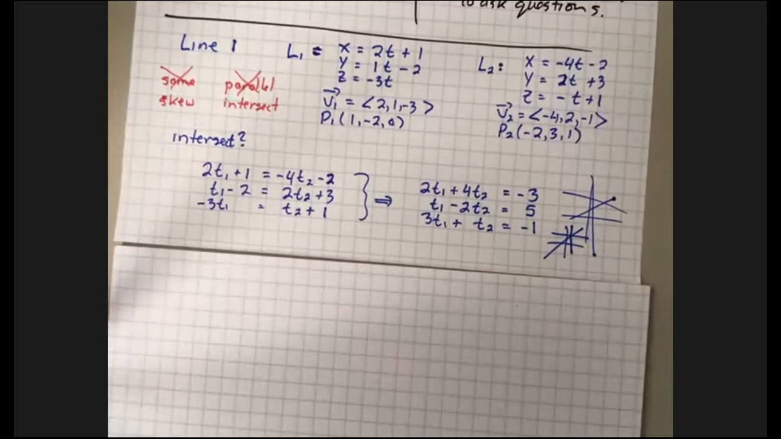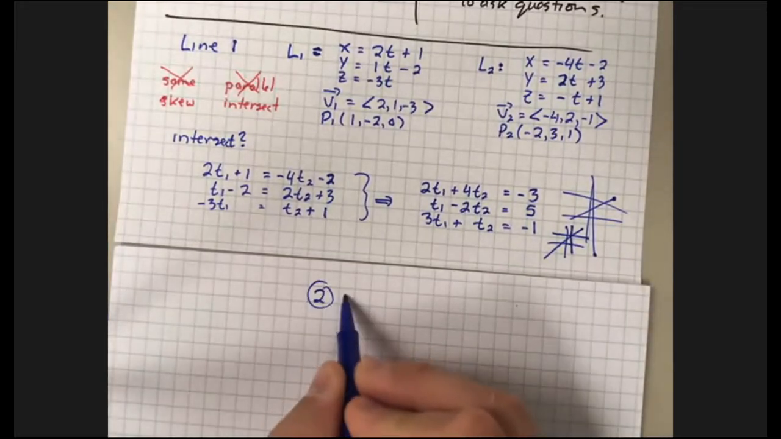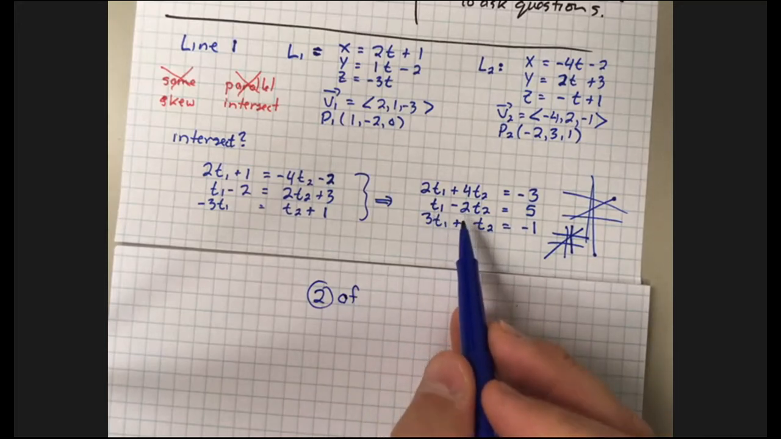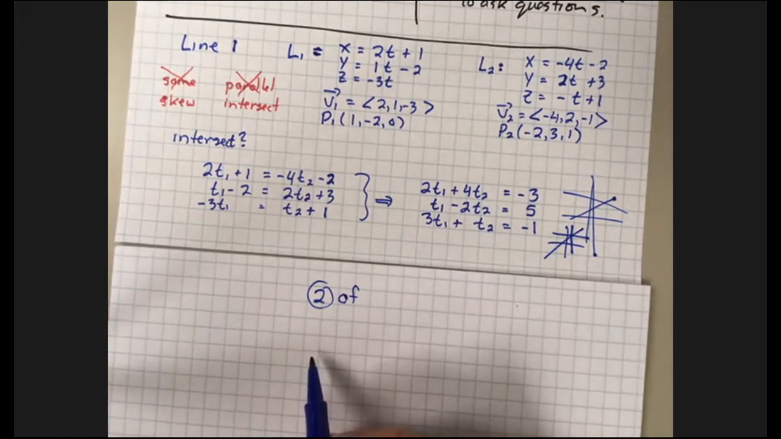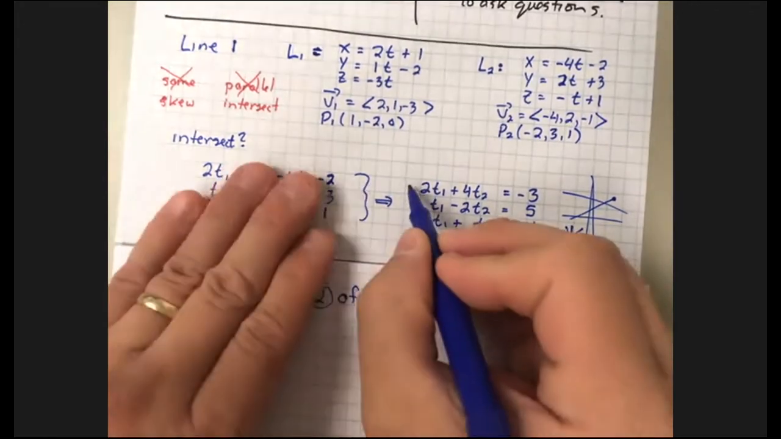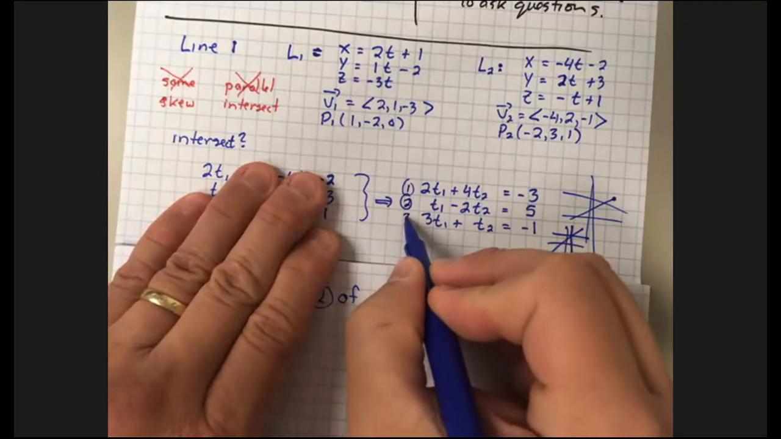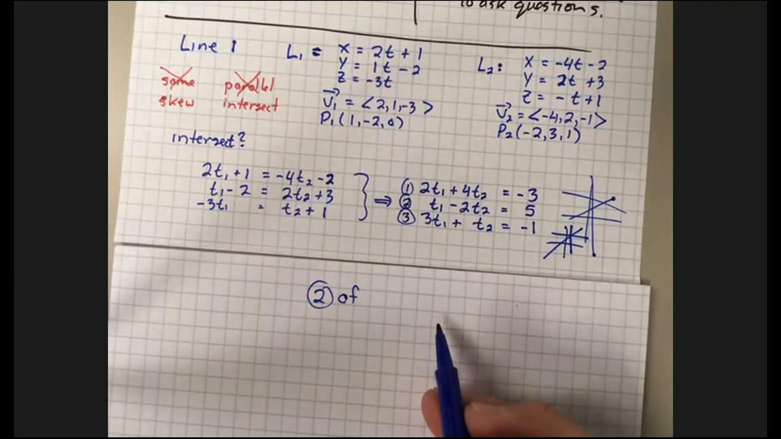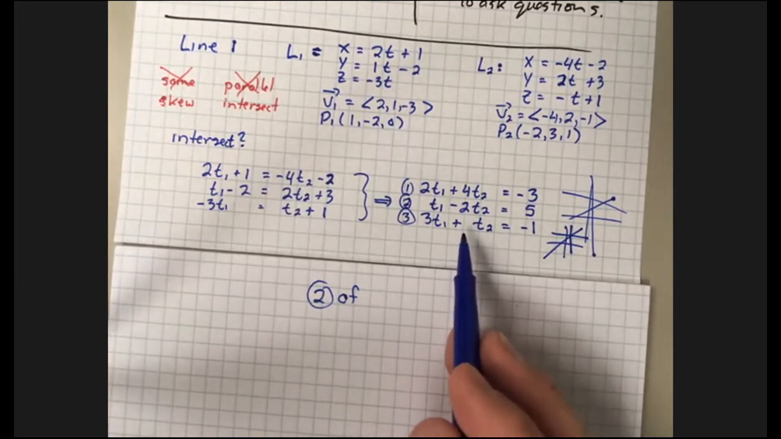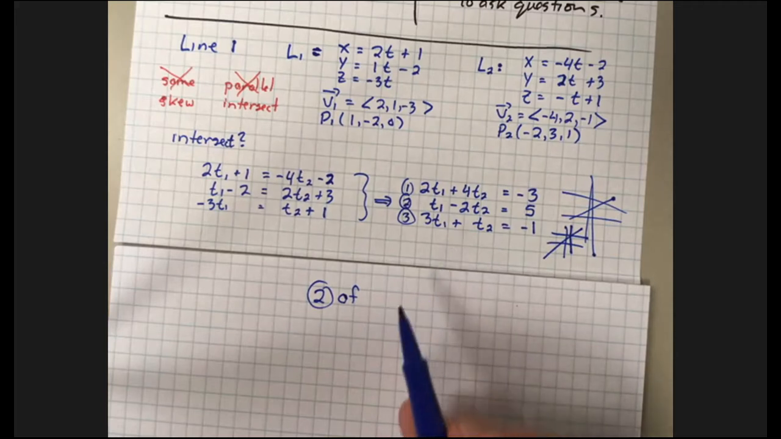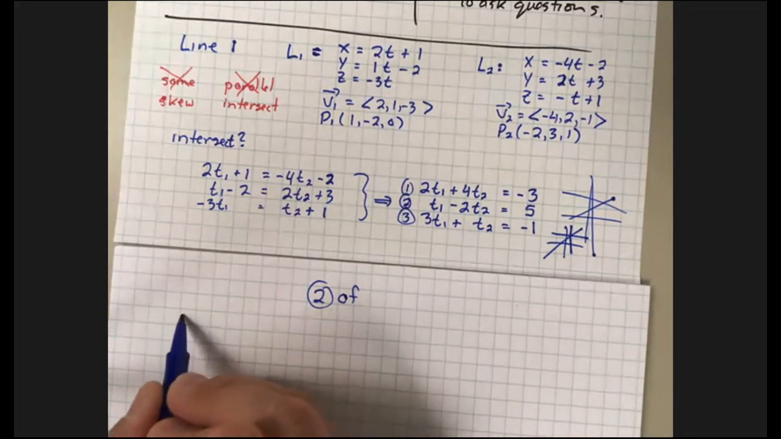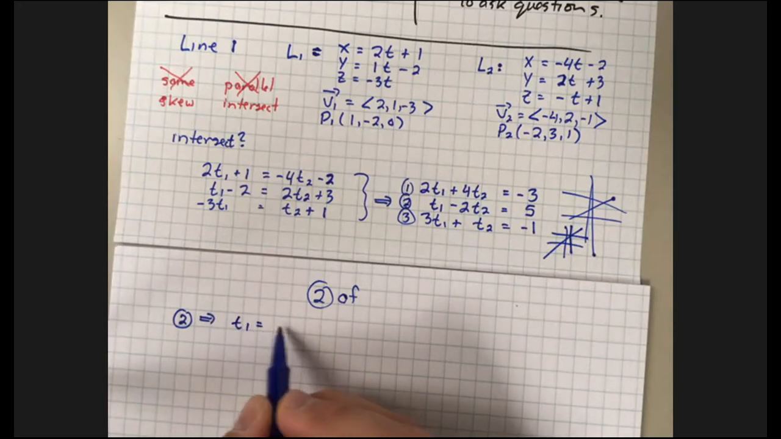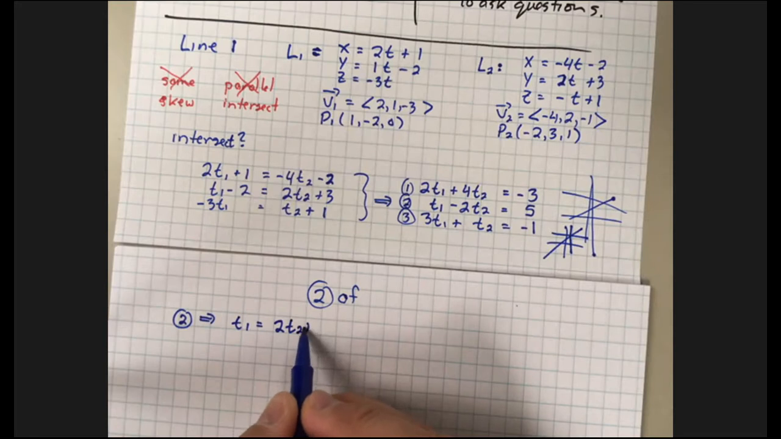So there's a variety of ways to solve. Since in the second equation, T1 is presented so nicely, why don't I do that? Let's label these equations 1, 2, and 3. And by the way, we're going to get to the distance question, but the distance question is going to be simple compared to finding out whether these lines intersect. Conceptually simple. So equation 2 says that T1 is 2T2 plus 5.